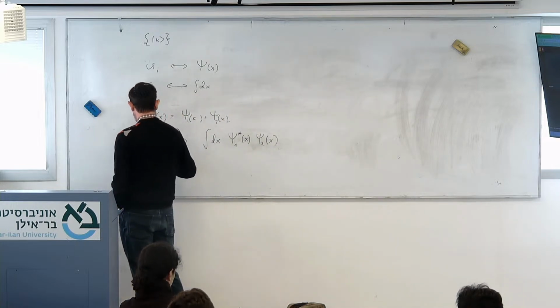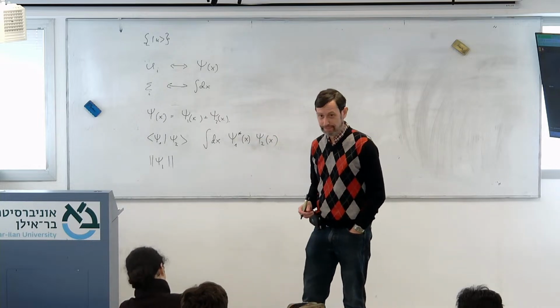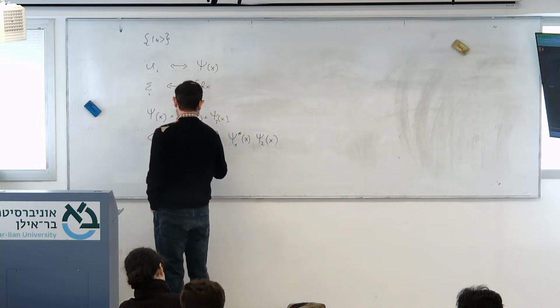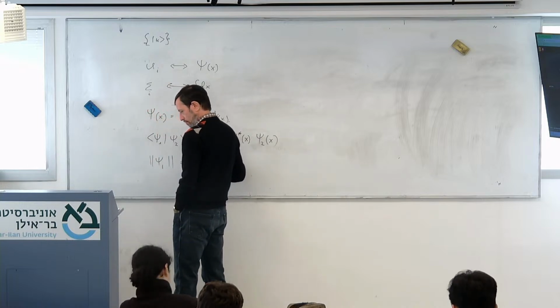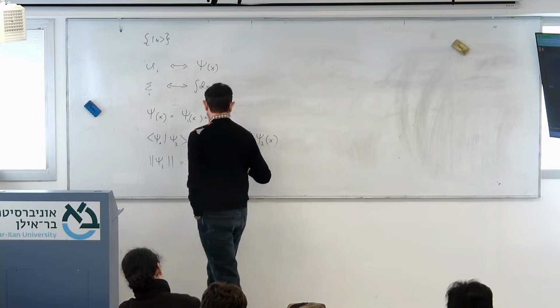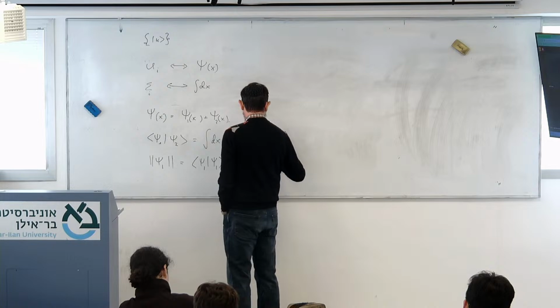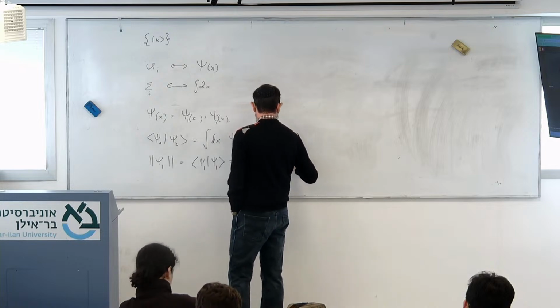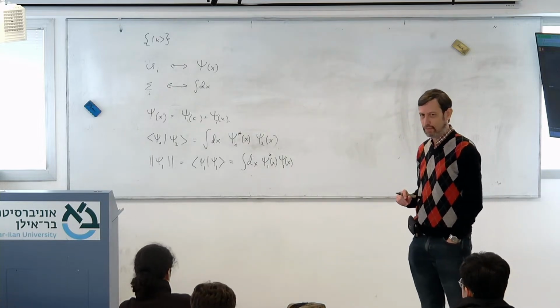But if you remember, we had a norm of a vector. Norm squared. Precise.